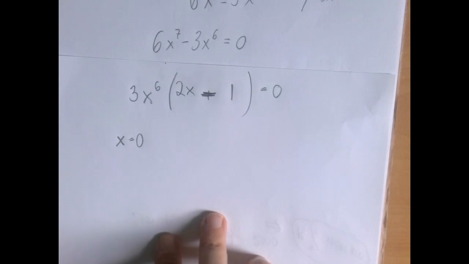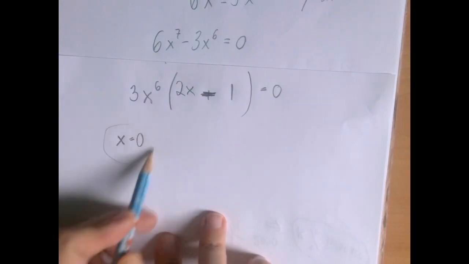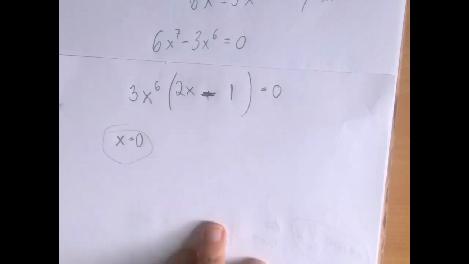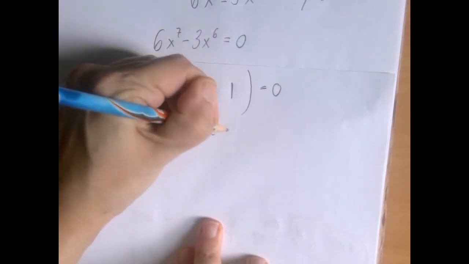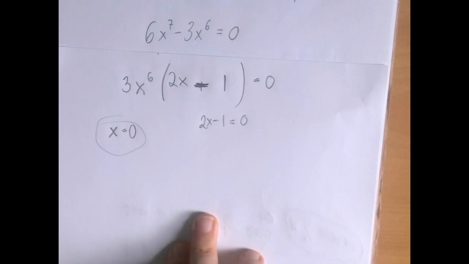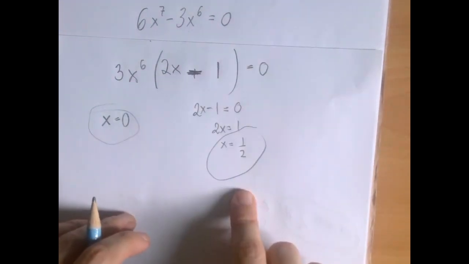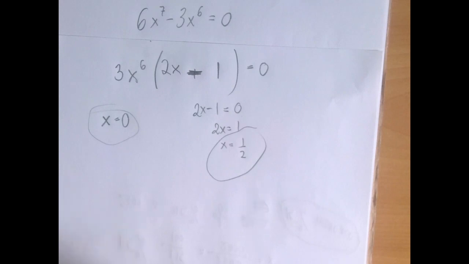So that's a solution. That's a solution you would lose if you divide, which is why we should just factor out. And then 2x minus 1 equals 0 is the other linear equation, which we solve for x. So we have two solutions, 0 and 1/2.